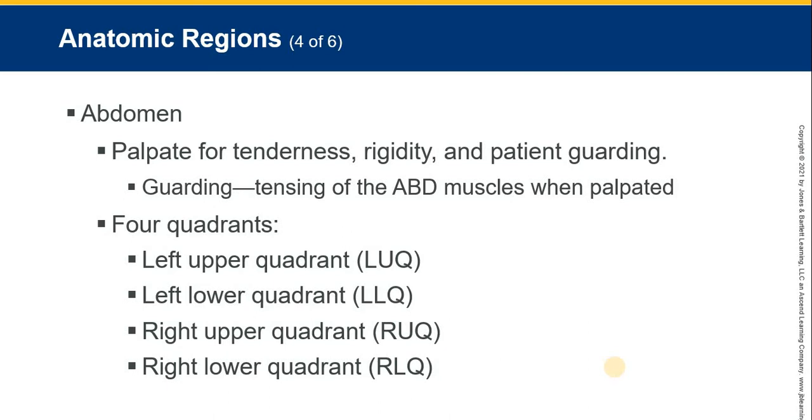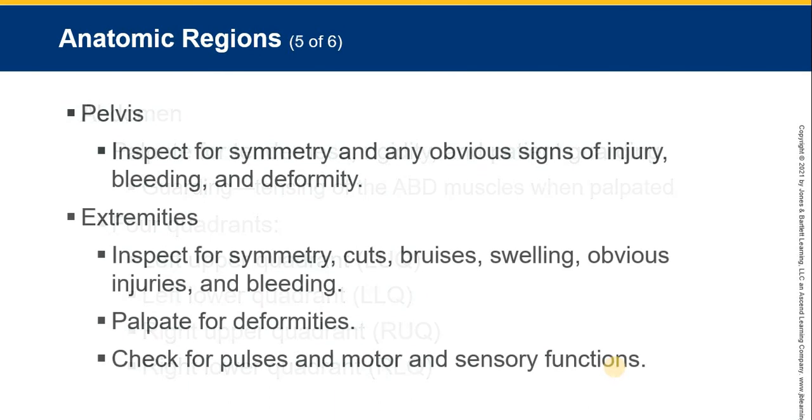So we're going to check the left upper, left lower quadrants, right upper, right lower quadrants, and you need to know the organs that underlie those areas. We're going to inspect the pelvis.